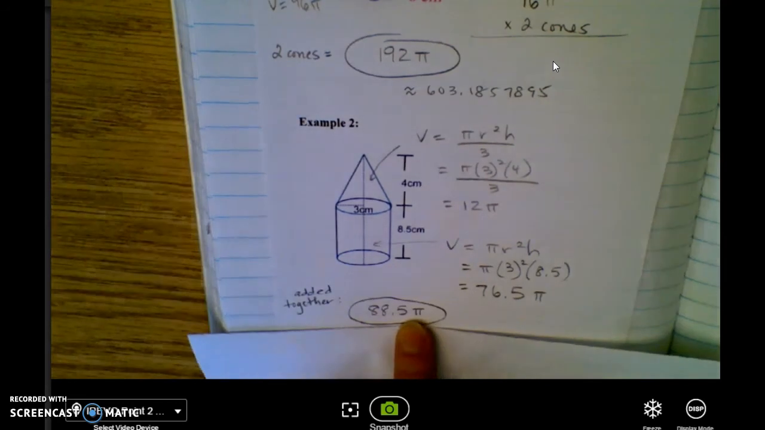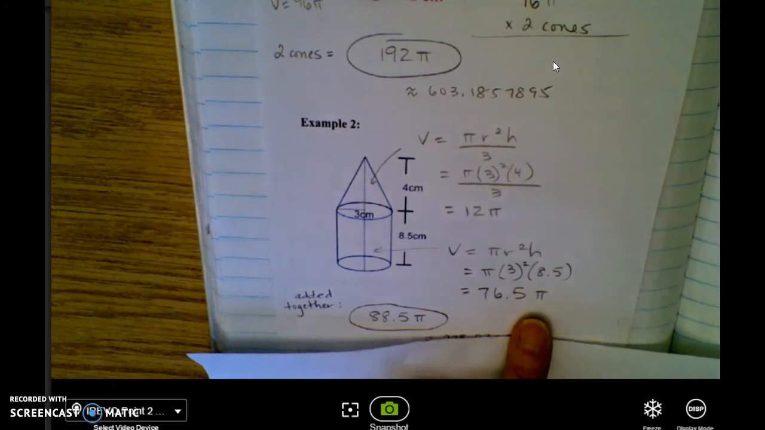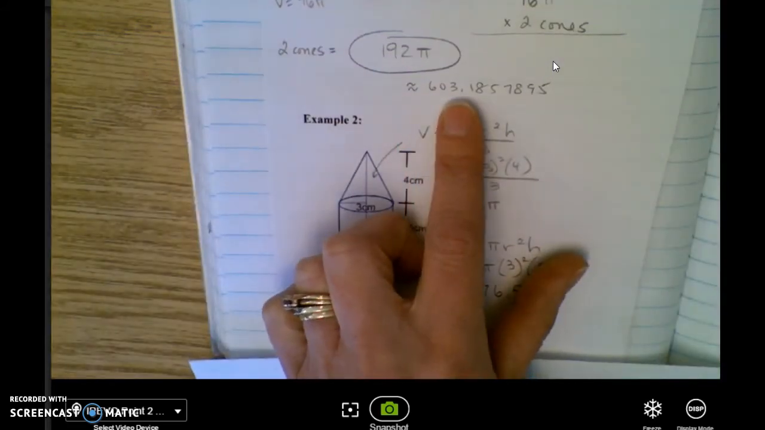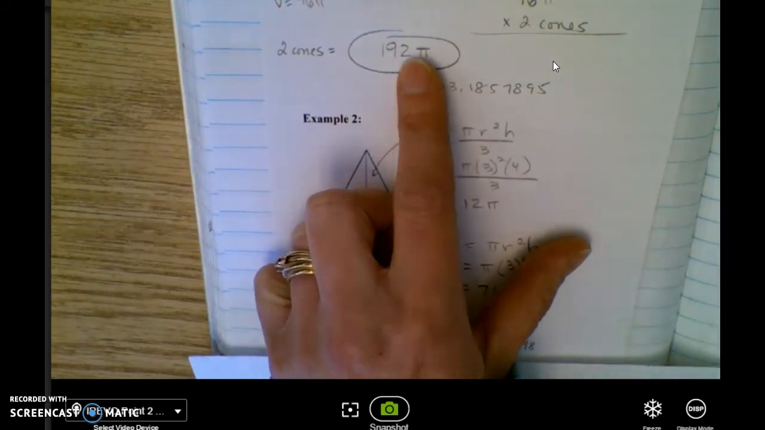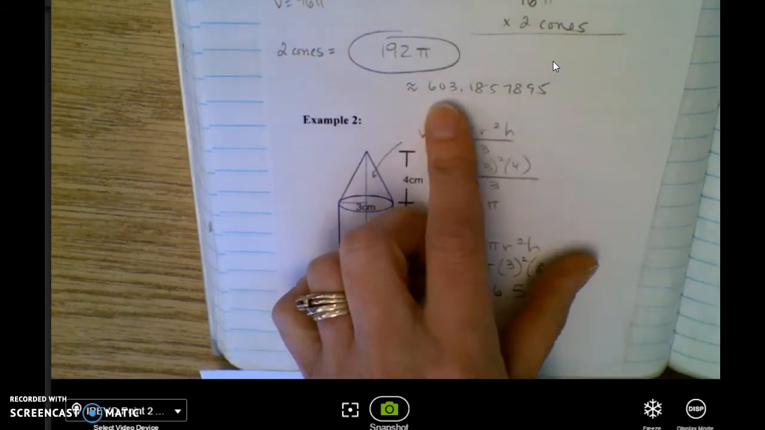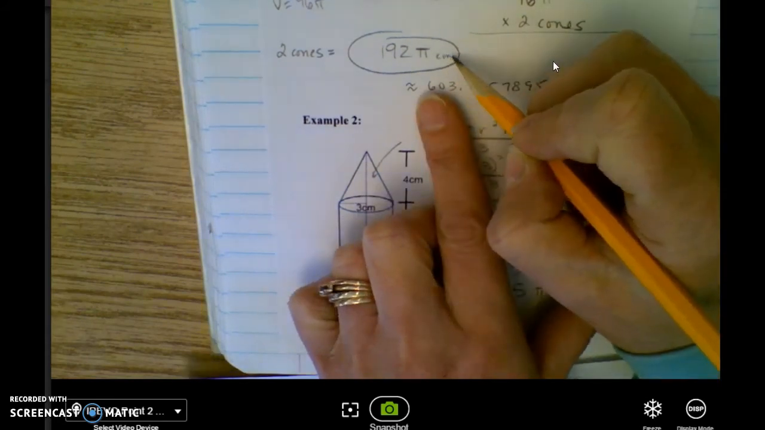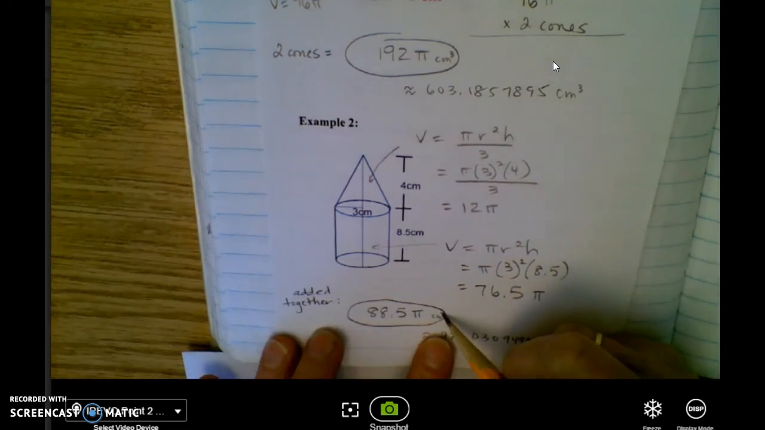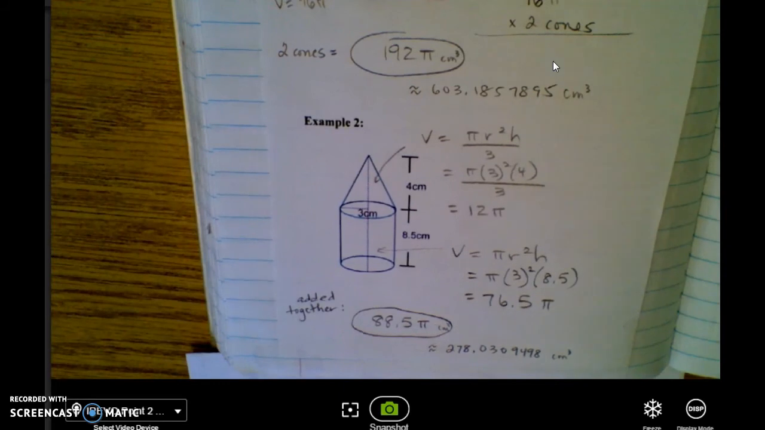And again, your answer is in terms of pi because we never actually multiplied our numbers by pi. We kept pi in our answer. You're probably noticing also on my note sheet that I've approximated my answer by actually multiplying those two cones who had the volume of 192 pi. Comes out to be approximately 603, and this is supposed to be centimeters cubed. And for the bottom question, we had centimeters also. So if we add our units, now we are more correct.